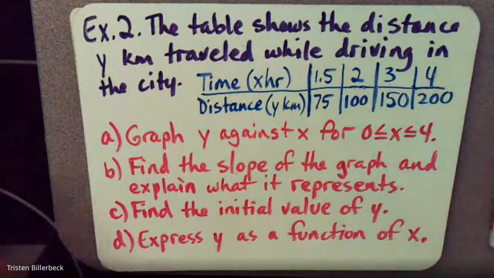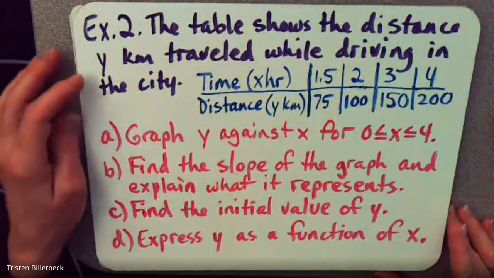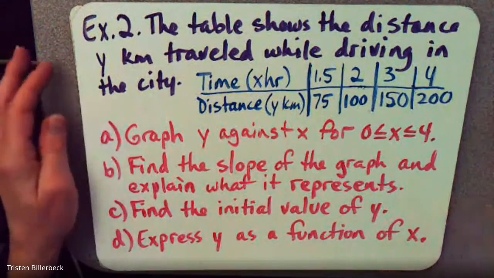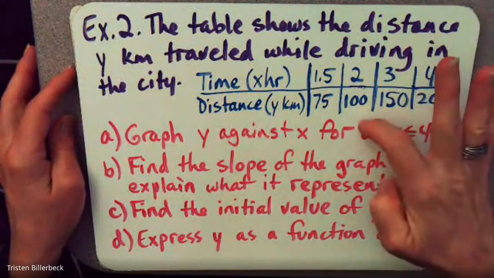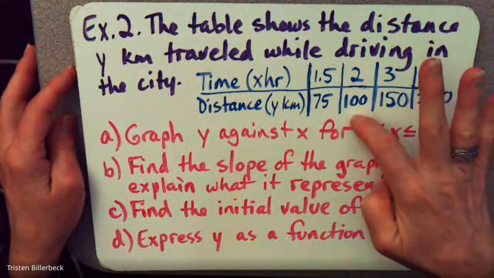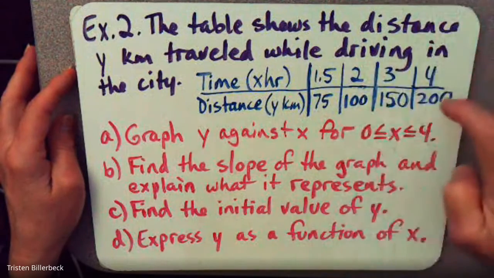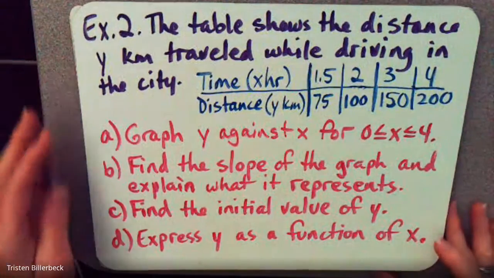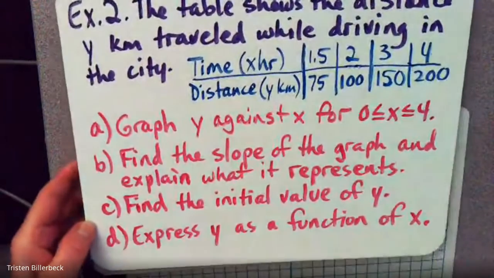All right, so our table shows the distance y in kilometers traveled while driving in the city. So at 1.5 hours, we drove 75 kilometers. At 2 hours, we drove 100 kilometers. Then 3 hours, 150, and 4 hours, 200. So it said graph against y equals x. Okay, well, let me get a graph board out.